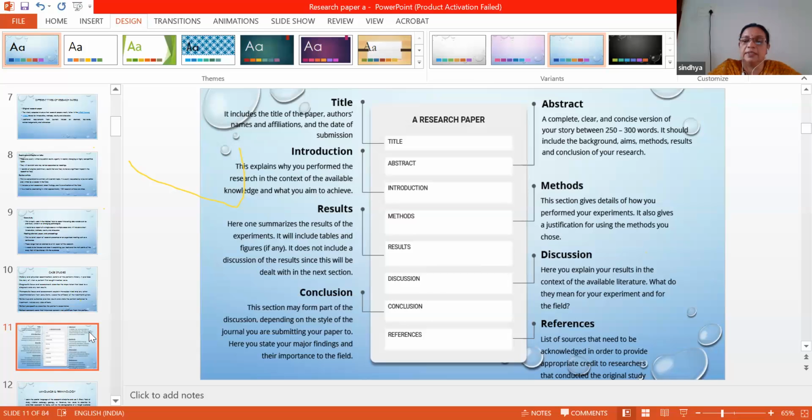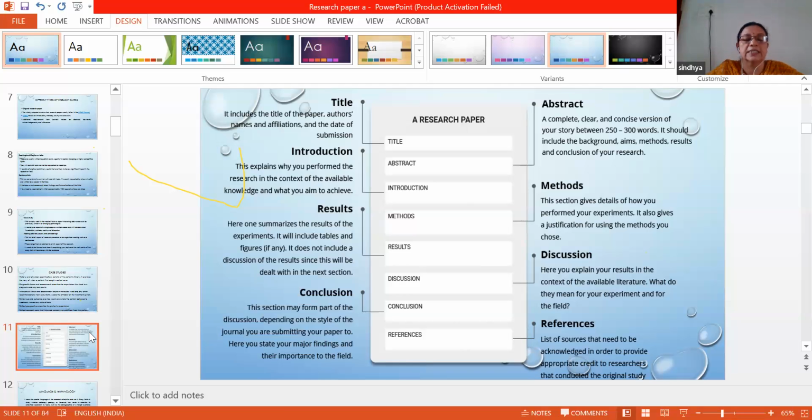And the next part is the methods. Methods explain how you conduct the study, what tools you have used, and how you analyze the data. All these must be explained. What experimental procedure you have conducted if you are undertaking an experiment, and what kind of survey you are using if you are carrying out a survey. So that must be revealed or explained in brief. In the methods part, you have to explain the methodology of the research you have undertaken.